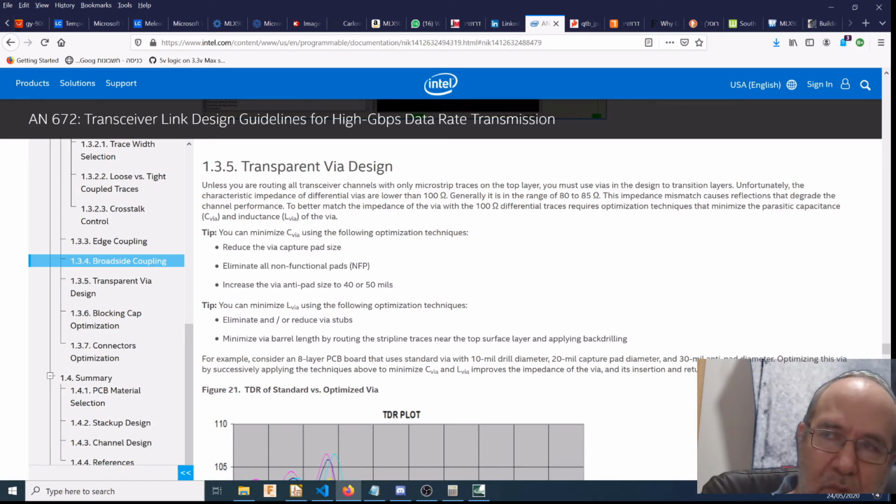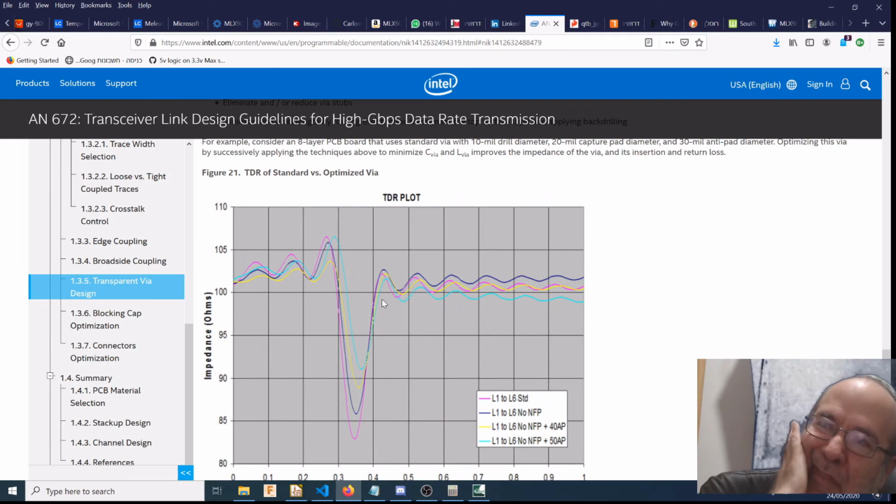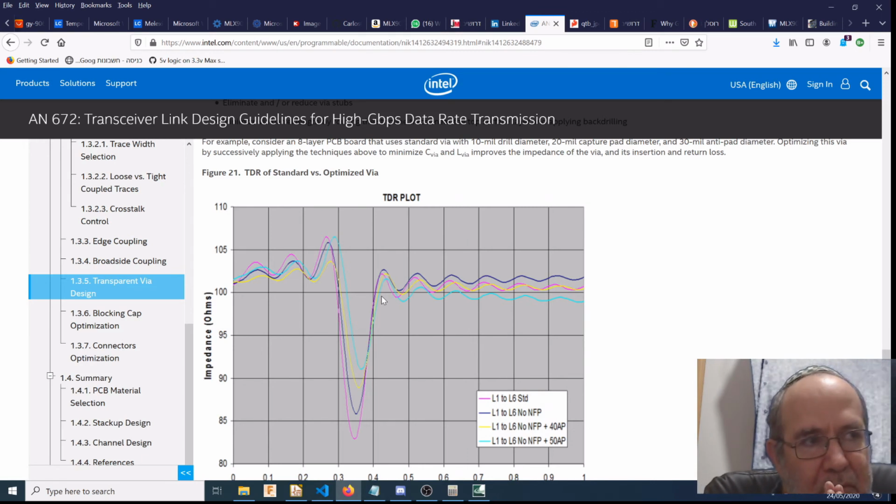I'm now gonna talk about transparent via design. Okay. This is a TDR, which is a time domain measurement, which sends out a pulse, and the pulse will go down the line, hit the end of the line, and echo back. This is basically what TDR is.